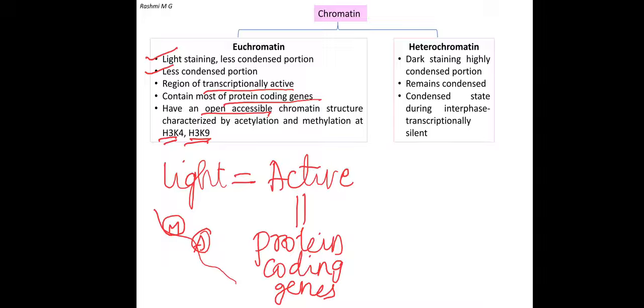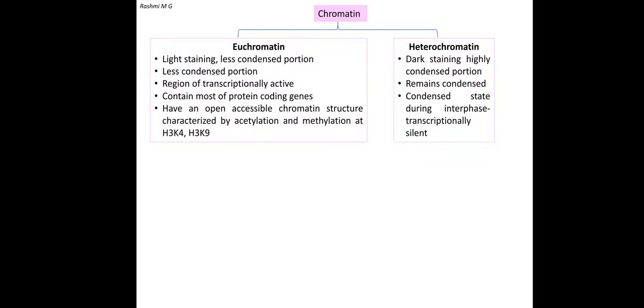So for now, euchromatin is the light stained, less condensed portion. They are transcriptionally active. They contain protein coding genes, and they have open accessible chromatin where methylation and acetylation happen. So now let's see about heterochromatin.